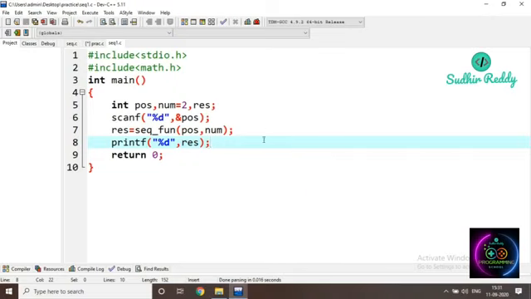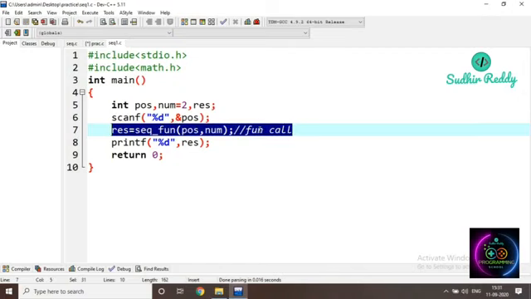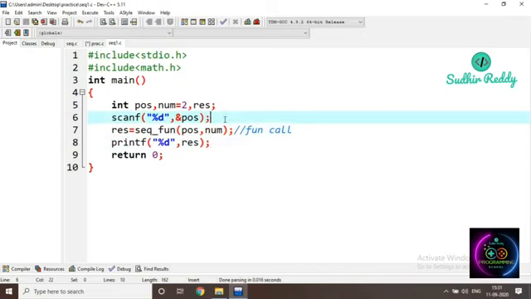Yes, this is a simple function call, nothing else. The name of the function is sequence underscore function, and I am passing two arguments: the position and the number, the default value of this series. This function returns one value, the result we are going to print. For example, if the position is 10, I am going to print 11. If it is 5, the output is going to be 6.